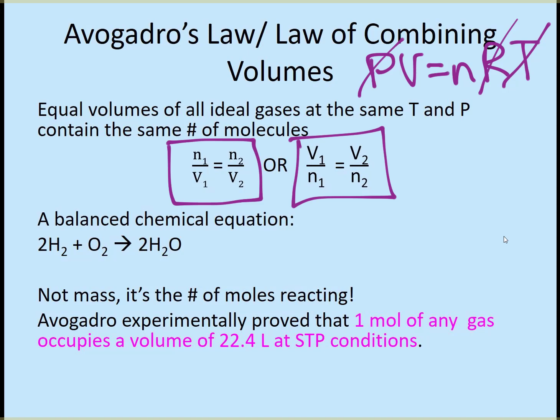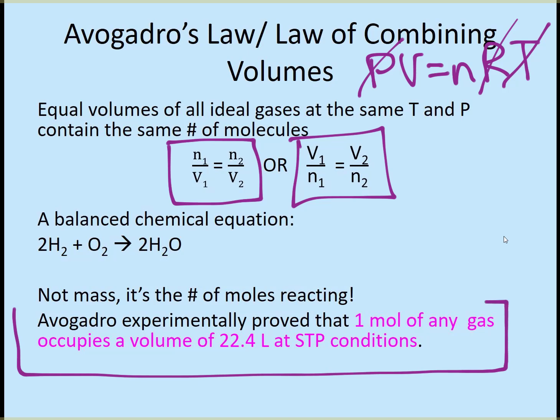And so what Avogadro discovered is it's not the mass that's reacting or the volume that's reacting, it's the number of moles reacting. And remember, Avogadro was the one that gave us Avogadro's number, or at least it's attributed to him and named after him. So Avogadro, working with gases, he said that 1 mole of any gas occupies a volume of 22.4 liters at standard temperature conditions.